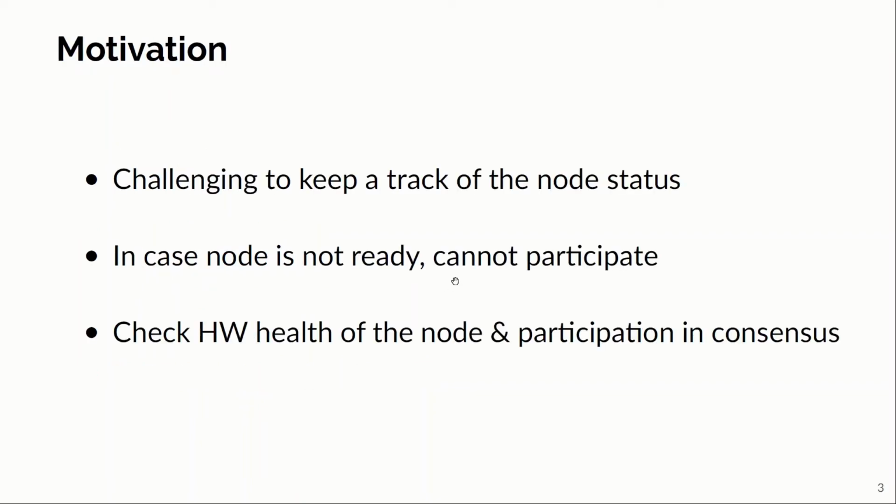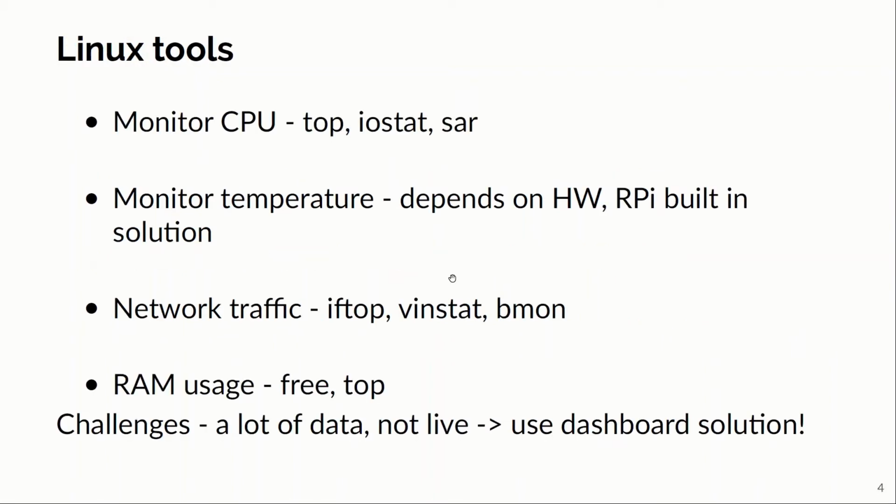As I mentioned in the previous tutorials, in case your node is not healthy and cannot really participate in the consensus, it's important to mark it offline. But now comes the question of how to keep an eye on whether the node is healthy and participating. The motivation we want to cover in this tutorial is to keep an eye on the hardware health of the node, but also to see if the node is participating in the consensus mechanism itself.